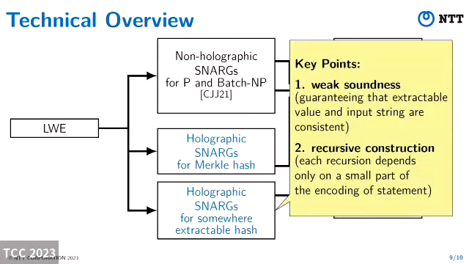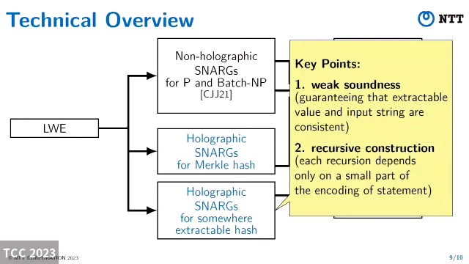Regarding the holographic SNARG for somewhere extractable hash computation, one of the key points is that for our purpose, it suffices to achieve a weak soundness notion, which is defined carefully based on the definition of somewhere extractable hash function. So this is where we use the fact that we focus on the computation of a somewhere extractable hash function. Very roughly speaking, it is weak in the sense that it does not guarantee the correctness of the global hash computation, but instead it only guarantees that the value we can extract from the digest using somewhere extractability must be consistent with the long input that is supposed to be the pre-image of the digest.